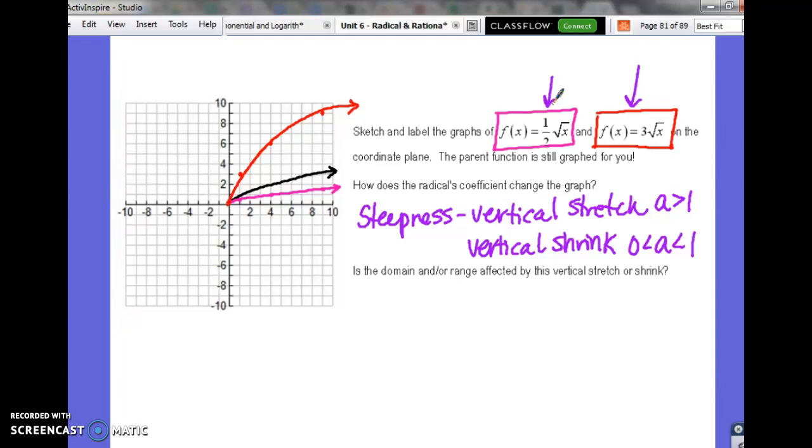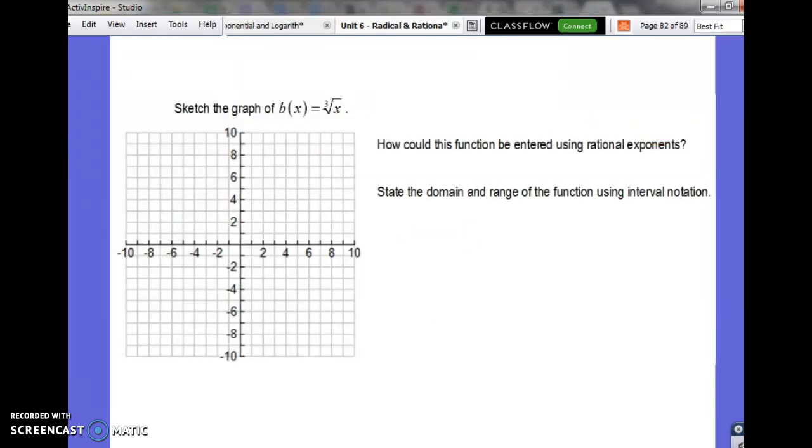But with a vertical stretch or vertical shrink, the domain and range are not affected. So no, they are not affected. The domain and range are only affected with a shift left, right, up, down, or if a graph is reflected across the x or y axis.